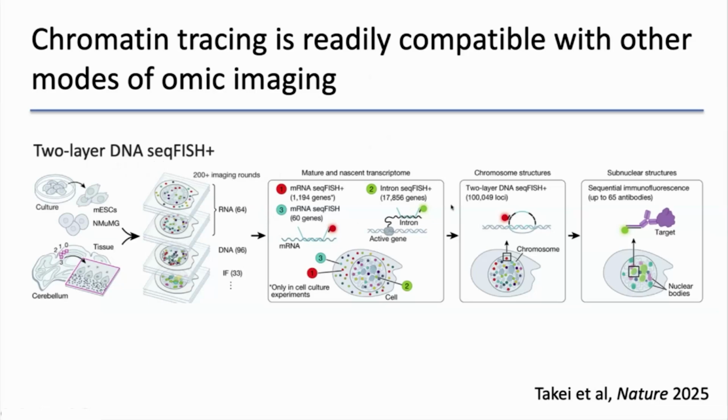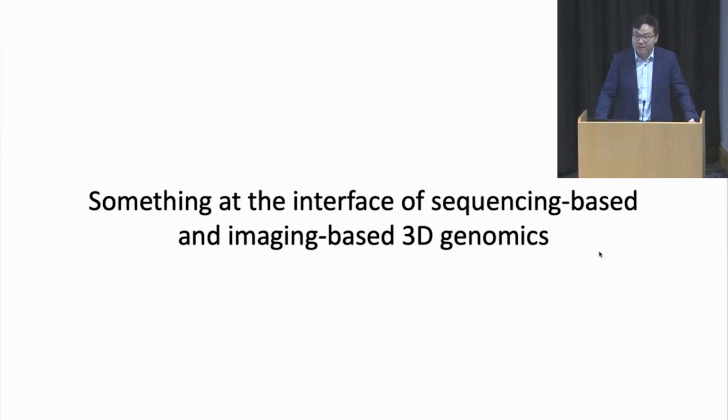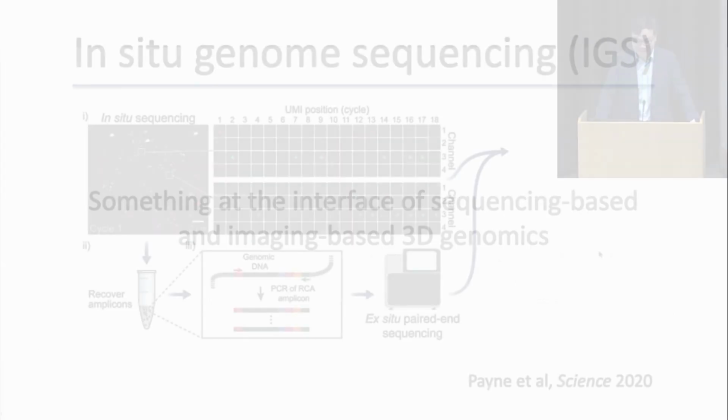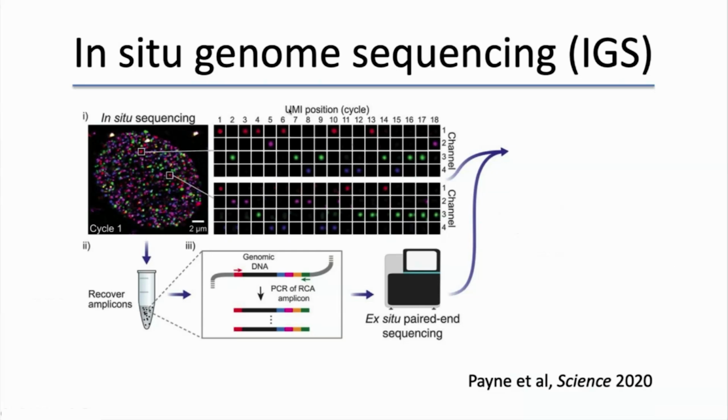In this technique, you can see they labeled over 100,000 different genomic loci together with 17,000 nascent RNA species, 1,000 mature RNA species, and 65 proteins. So really a highly multiplex technique now. And we talked about imaging-based 3D genomics and sequencing-based 3D genomics. And at the end, I want to mention something that's at the interface of the sequencing and the imaging-based techniques. That's a technique called in situ genome sequencing.